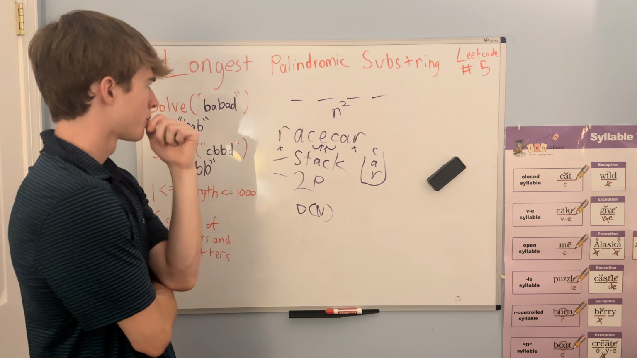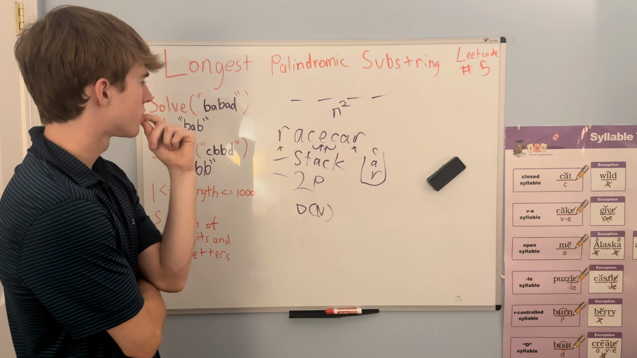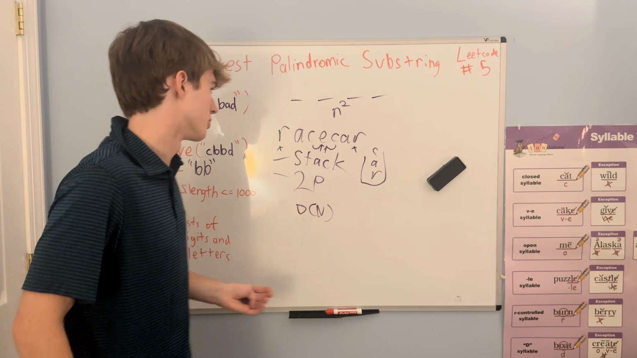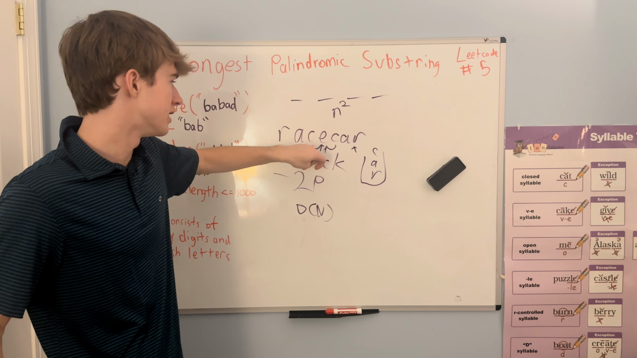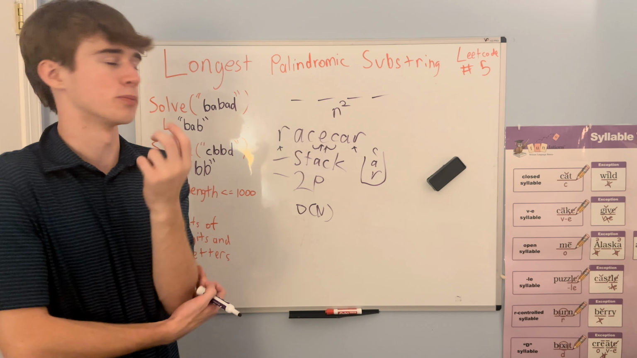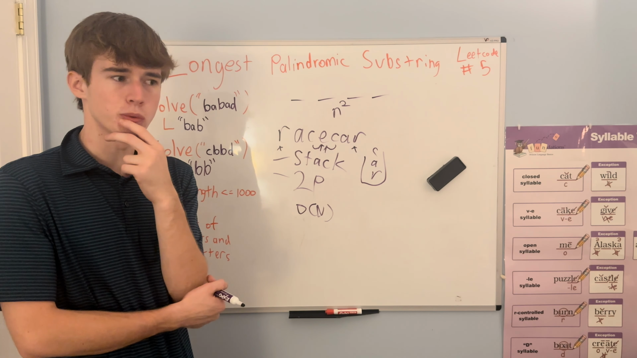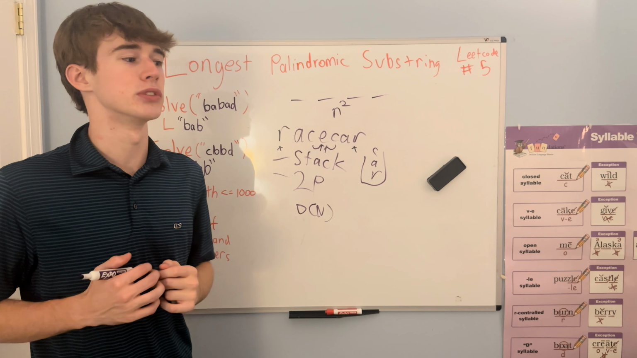But, what if, I mean, I feel like we're checking all these substrings that aren't even close to palindromes, like R and A and C, like those just aren't palindromes. Why are we checking those? They're redundant. What if there was a way to guarantee the substrings we were checking were already palindromes?